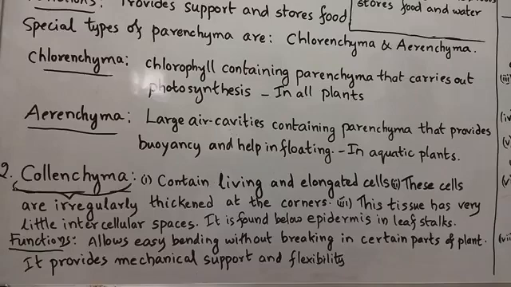Collenchyma is found below the epidermis and in leaf stalks, especially in leaf stalks, branch stalks and so on. By being present in leaf stalks, it allows easy bending without breaking in parts like leaves and branches. Thus, collenchyma provides mechanical support and flexibility.